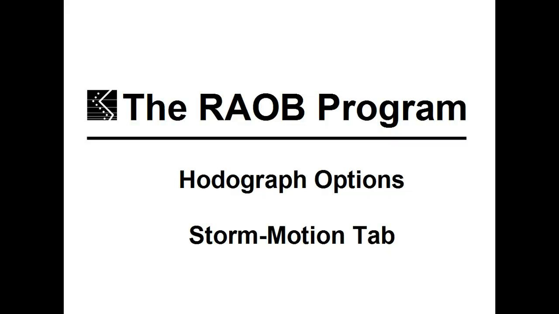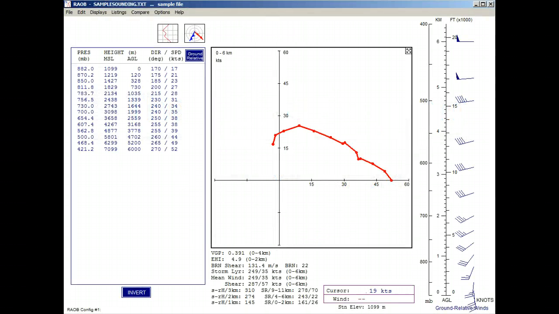Welcome to the RAOB program's Hodograph Options Storm Motion tab. The following examples are only available with the optional Hodograph and Interactive module. Here we have the standard Hodograph view.